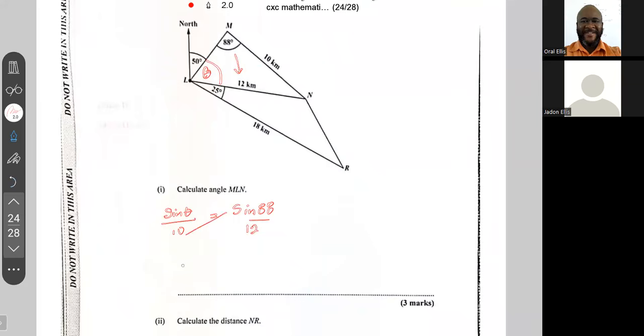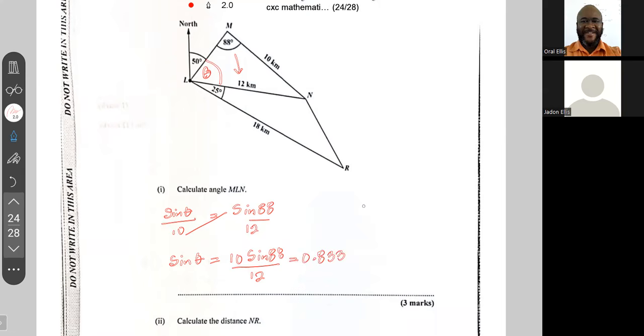I'm going to bring my 10 up here and say that sine theta is equal to 10 sine 88 divided by 12. Then I'm going to put this in my calculator and press equal. What I want is 3 decimal places. 10 sine 88 divided by 12, and I want 3 decimal places. Please ensure your calculator is on the correct setting. This says 0.833. That's what I'm seeing.